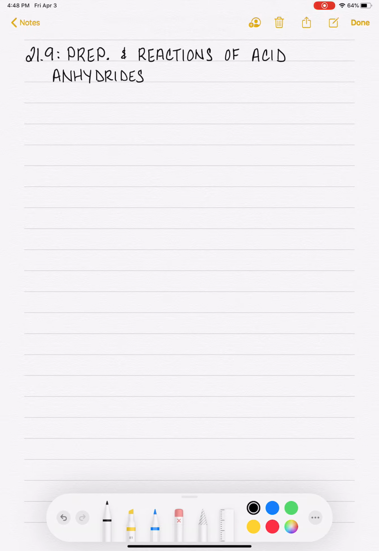And so let's just remind ourselves what this functional group looks like. This is the second most reactive carboxylic acid derivative. So it's going to have, warning, it's going to have a lot of reactions as well.